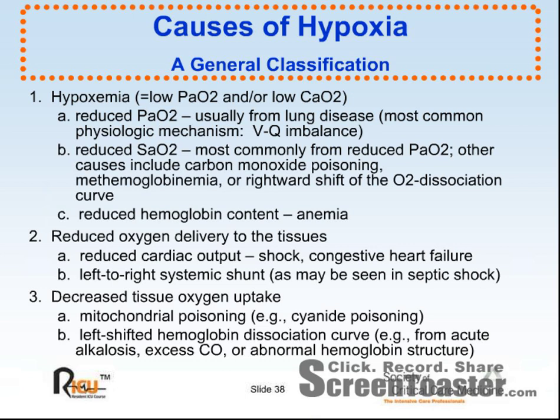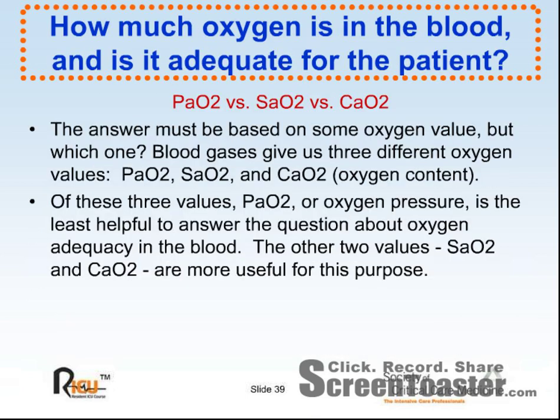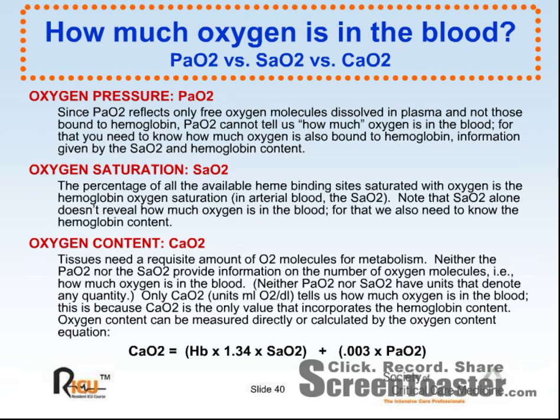How much oxygen is in the blood, and is it adequate for the patient? The answer is based on some oxygen value, but which one? Oxygen saturation and oxygen content are most useful to answer the question. The partial pressure of arterial oxygen reflects only free oxygen molecules dissolved in plasma and not those bound to hemoglobin. PaO2 cannot tell us how much oxygen is in the blood.